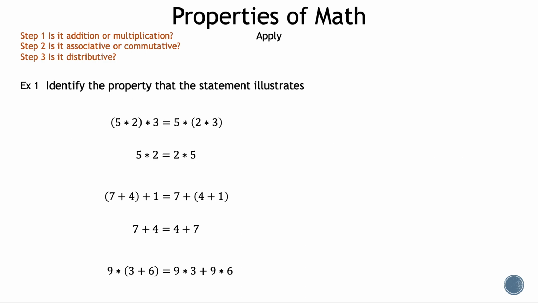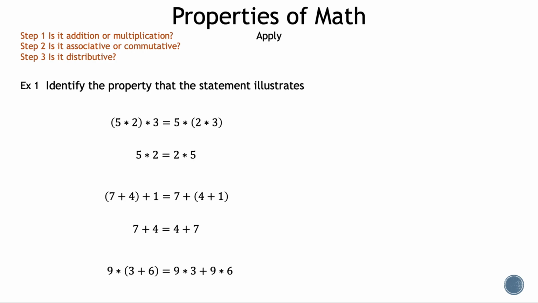Let's take a closer look at example 1. Let's read the steps. Step 1. Is it addition or multiplication? Step 2. Is it associative or commutative? Step 3. Is it distributive? Now, let's read the question. Identify the property that the statement illustrates.